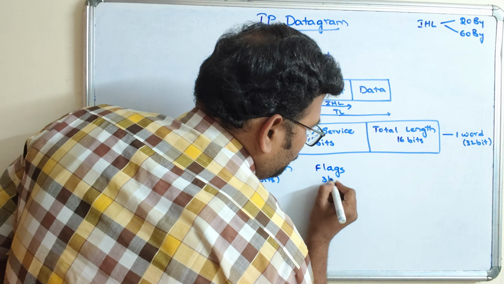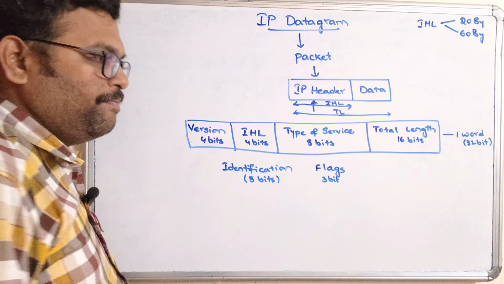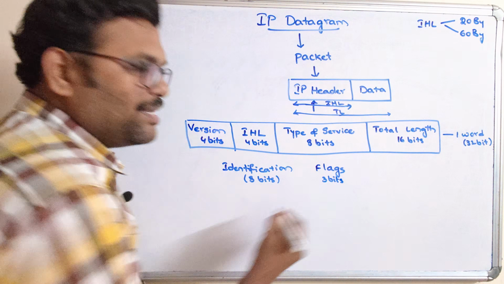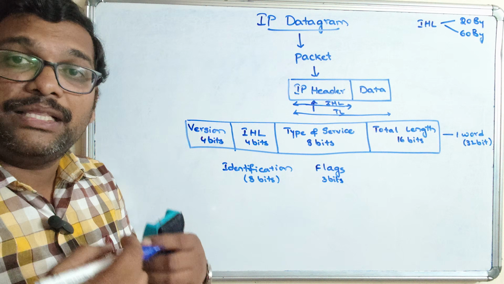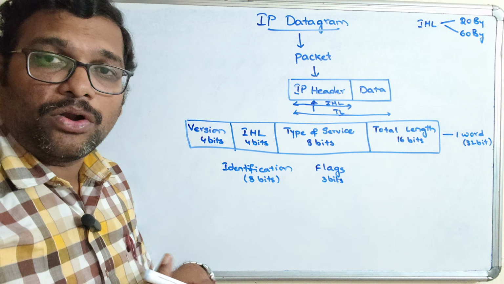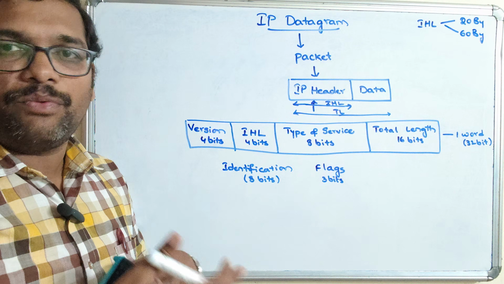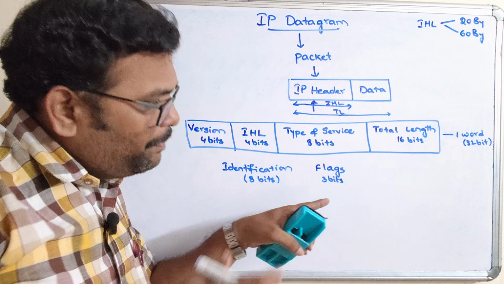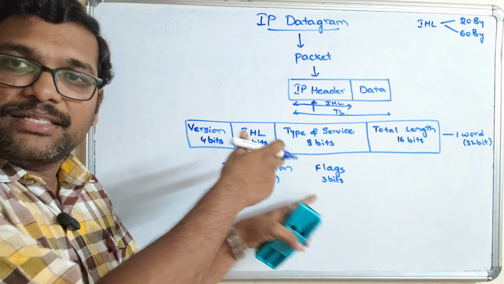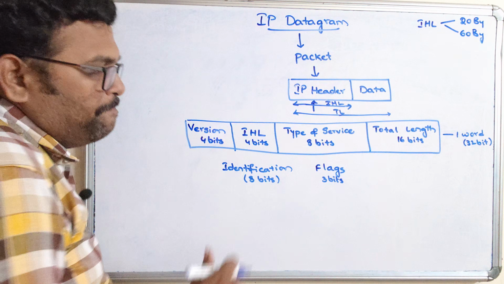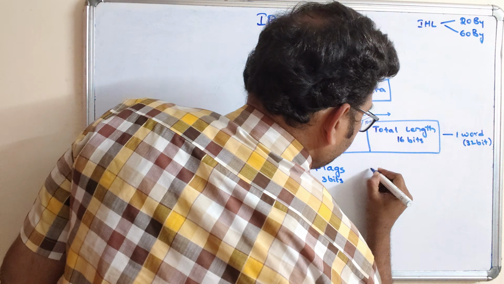And the next one, flags, 3 bits. These flags are mainly used to know whether the data requires fragmentation or doesn't require fragmentation, and that will be represented by using these flags. 3 flags will be there.